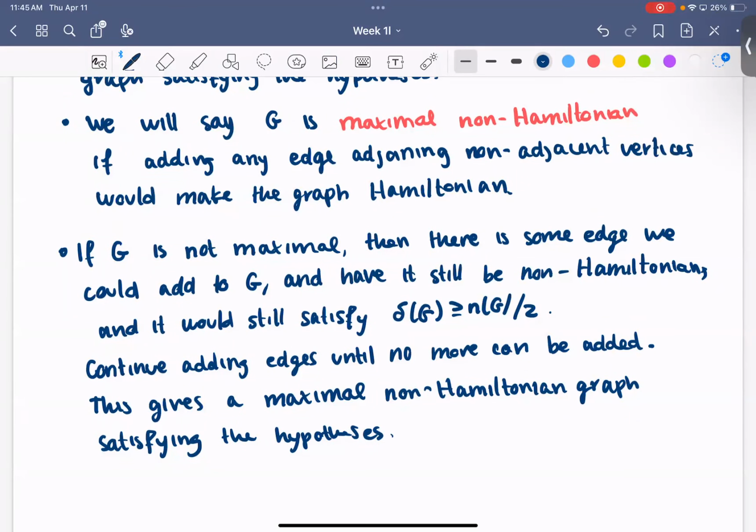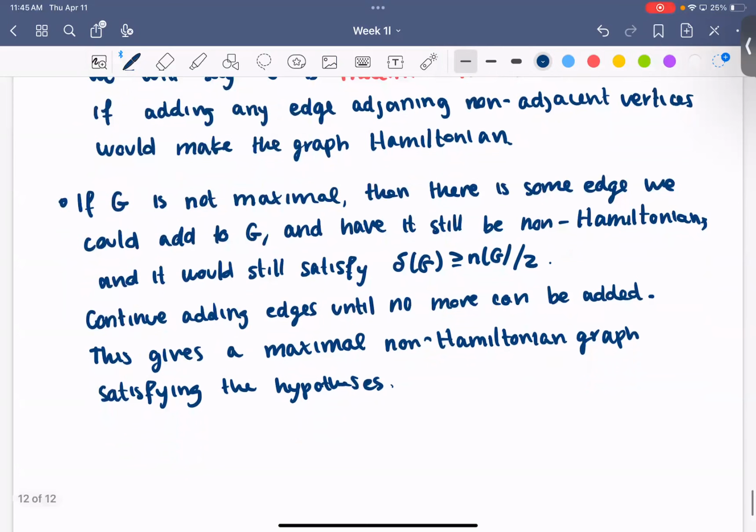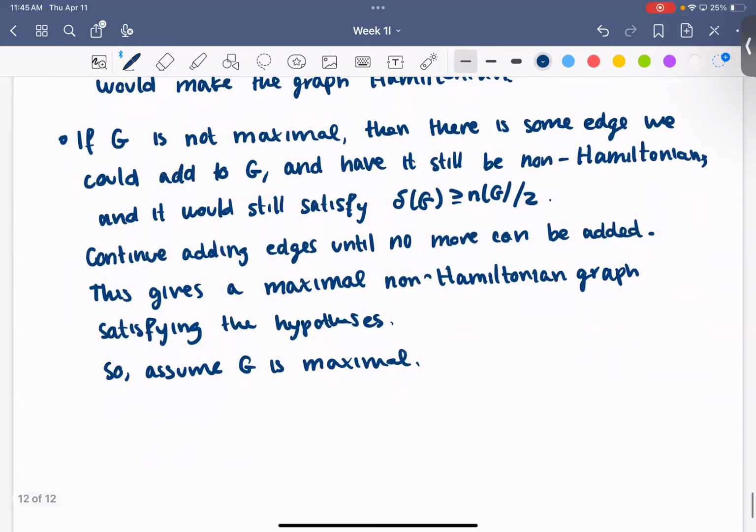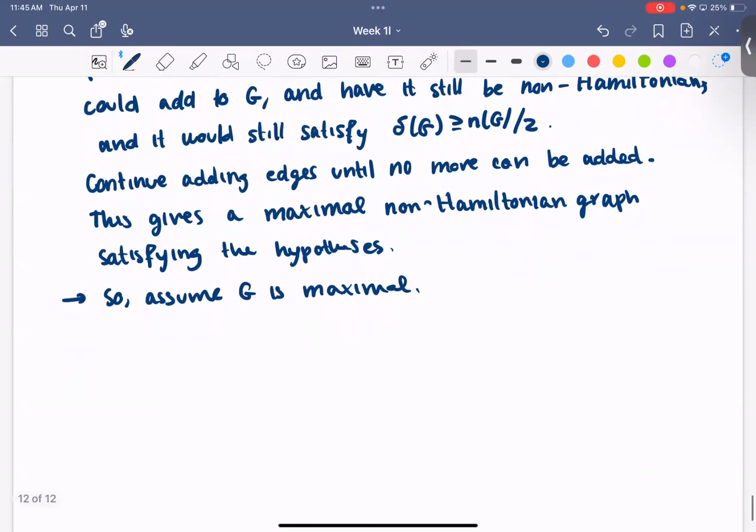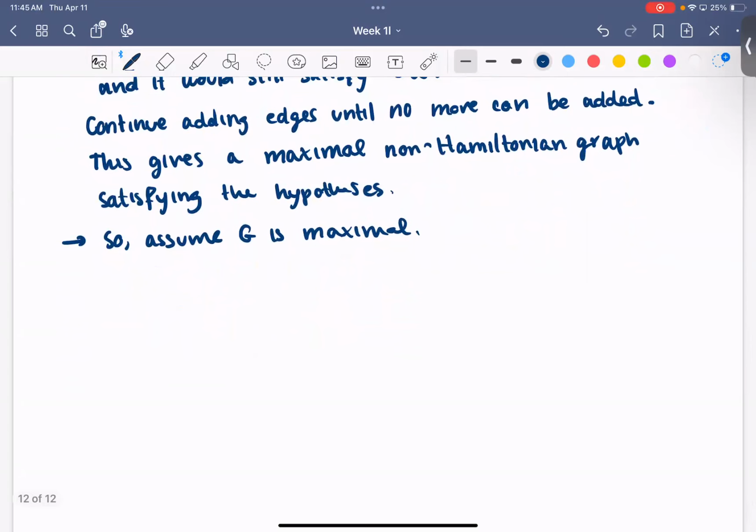So, okay, where are we at? If I started with some non-maximal counterexample, I can use that to obtain a maximal counterexample. So I'm going to go ahead and assume that G is maximal. Okay, are we on board with this? So now I'm going to work with this maximal counterexample G.